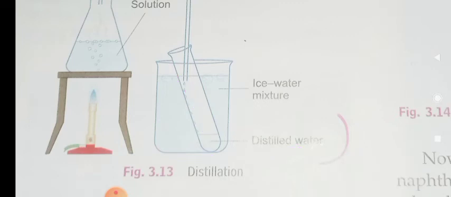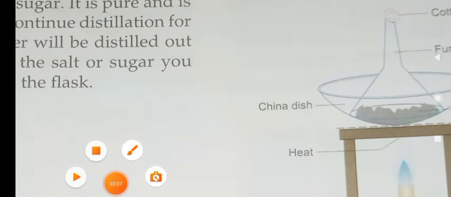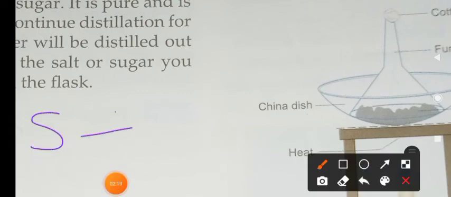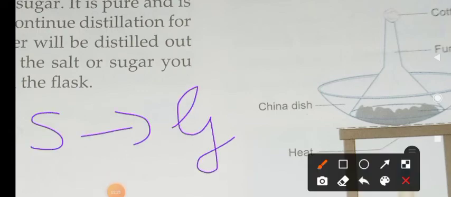Okay, children, shall we go to the next technique? The last technique we are going to use is sublimation. Do you know what sublimation is? Sublimation is the conversion of a solid state directly into gaseous state without converting into liquid. That is sublimation, isn't it?